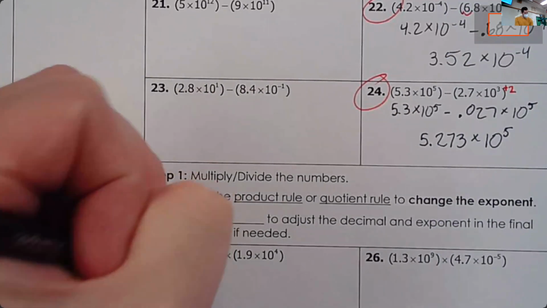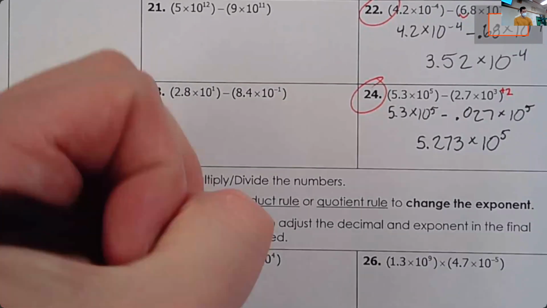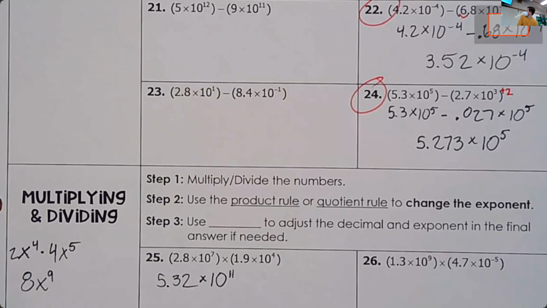And then times 10 to the what power? Somebody tell me. Using the power rule, what number would we get with our exponent? Or not the power rule, sorry, the product rule. Add the exponents. 7 plus 4. 11, exactly. So the answer is 5.32 times 10 to the 11th. That's it. Some of these you'll probably have to make some adjustments to at the end, because when you multiply or divide, you don't always end up with a number between 1 and 10.